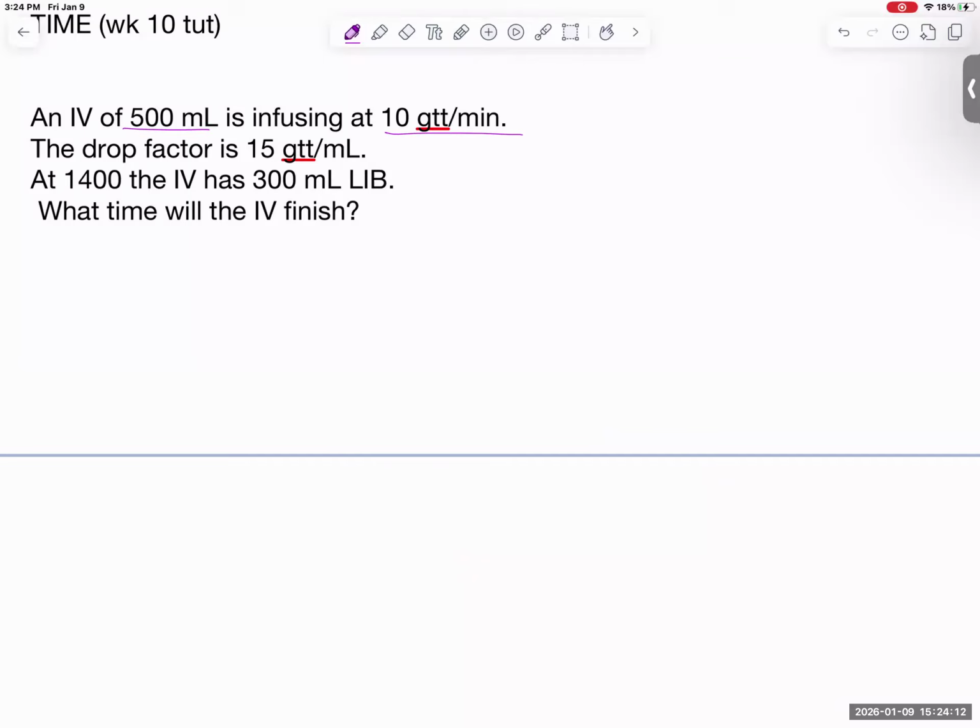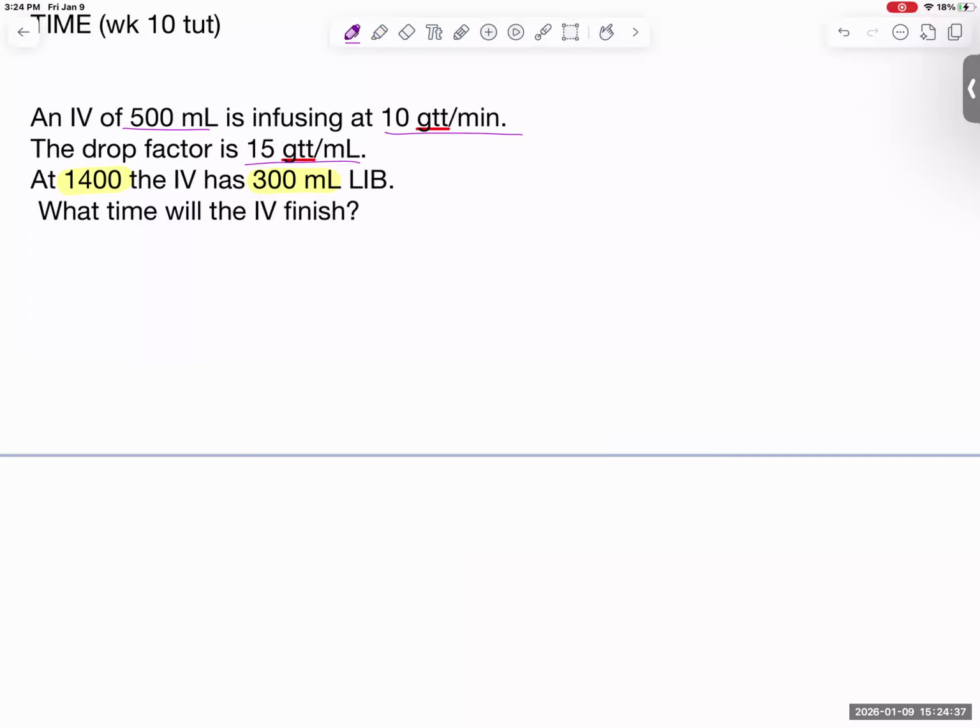So there's an IV that was started and it's going at 10 drops a minute. The drop factor on the tubing is 15 drops per milliliter. But you go in the room at 1400. I walk in the room at 1400. And there's 300 milliliters, LIB means left in the bag. What time will the IV finish?